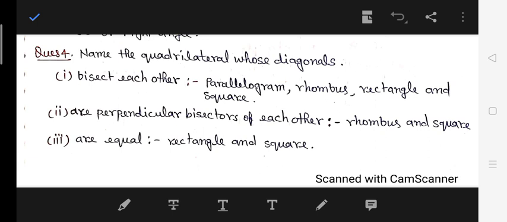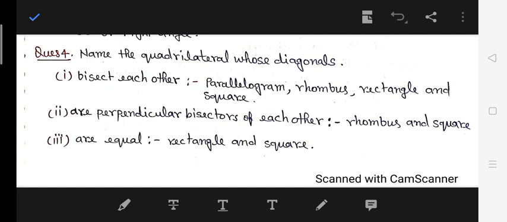Second, you need to give the name of the quadrilateral whose diagonals are perpendicular bisectors of each other. It means their diagonals are going to bisect perpendicularly. So there are two types of quadrilateral, that is the rhombus and square, in which both diagonals bisect each other at 90 degrees. You can say they are perpendicular bisectors of each other.